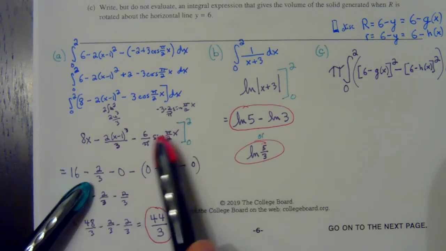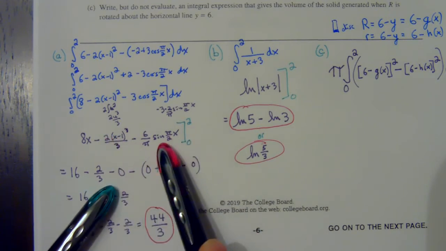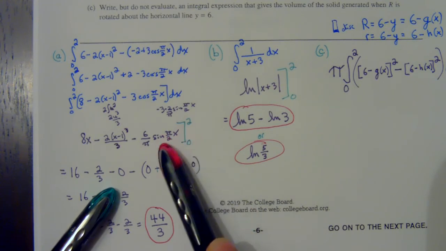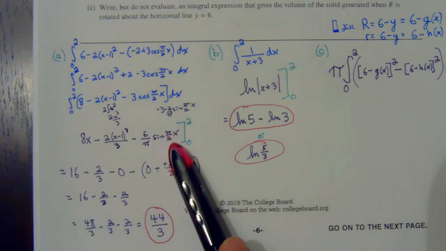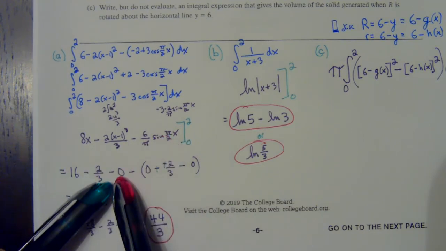So we'll get a 16. 2 minus 1 is just 1, so you're going to get negative 2/3 there. And when you plug in the 2, the 2's cancel out because it's pi over 2 times 2. That's your angle now. The 2's cancel, you get the sine of pi. Sine of pi is over there at 180 degrees. That's the y value, which is 0. That's why I got a 0 right there.